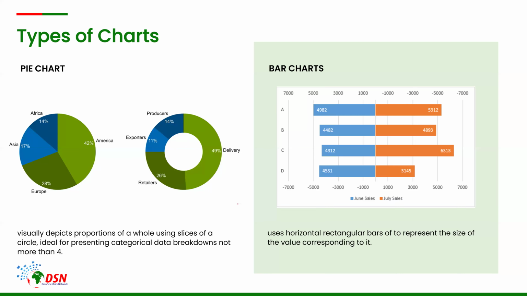So this is a bar chart. A bar chart, unlike a column chart, represents data in a horizontal way. In the column chart, the bars are standing, but here the bars are lying down.